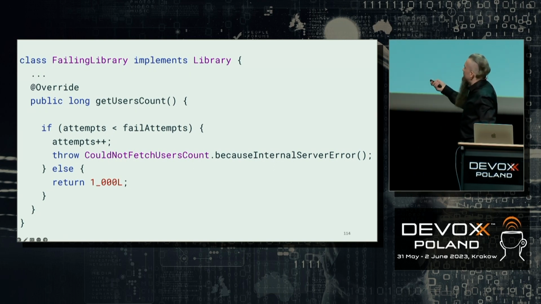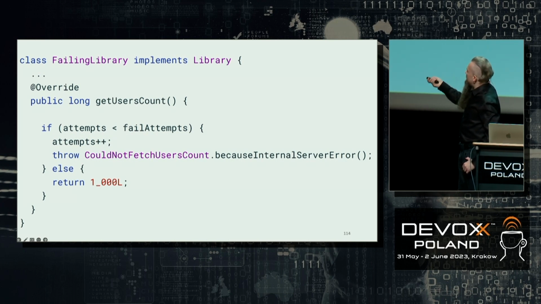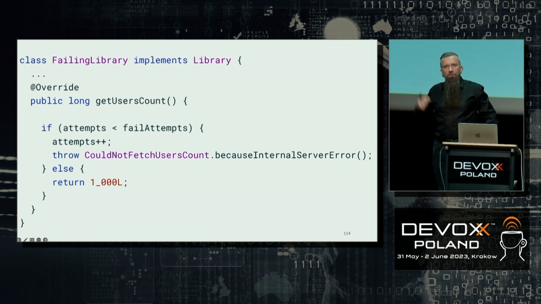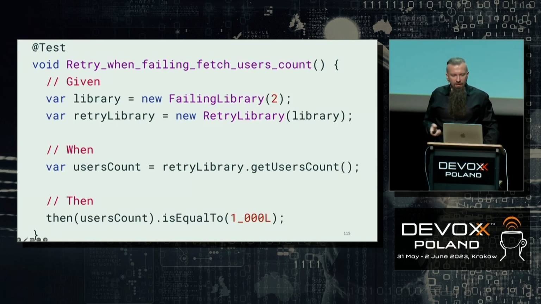After some attempts, if the limit is going to be exceeded, then return the value, which is, of course, fake, but it imitates the real value returned from the external system.